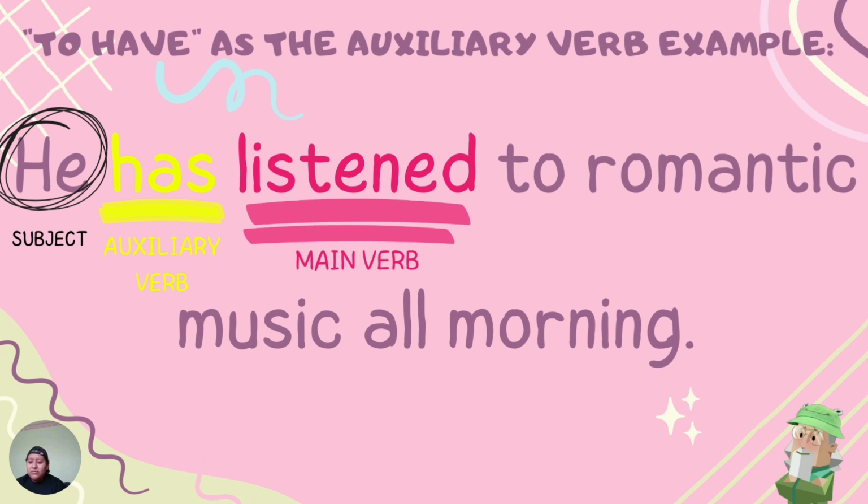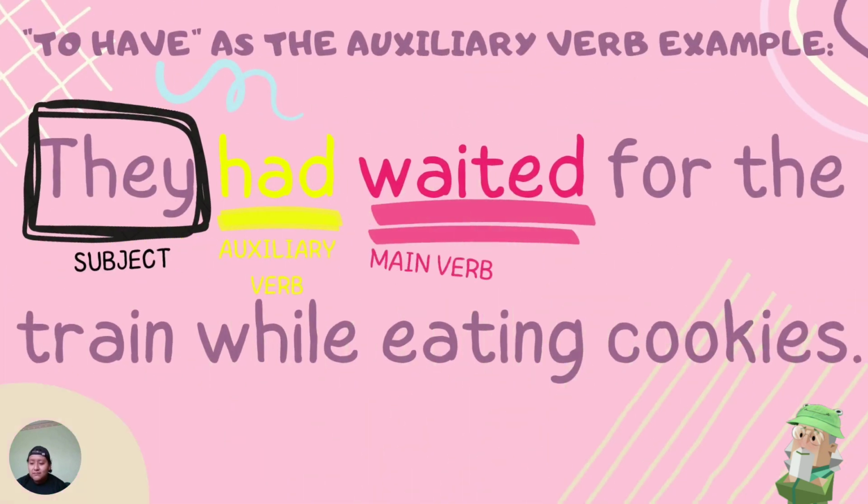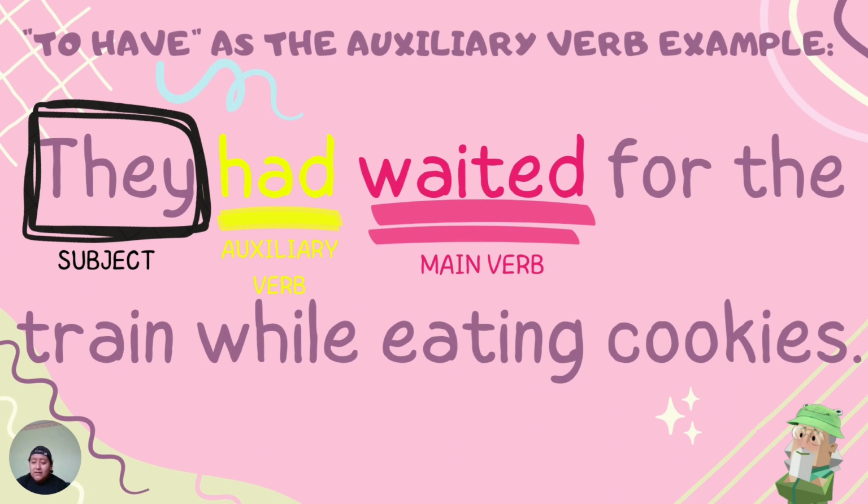He has listened to romantic music all morning. The main verb is listened and the auxiliary verb is has. They had waited for the train while eating cookies. The main verb is waited and the auxiliary verb is had.